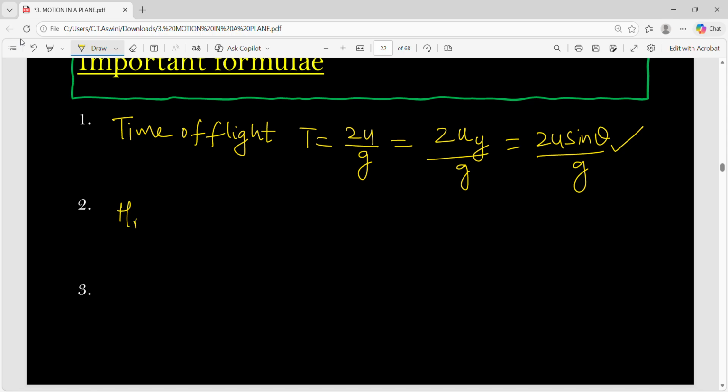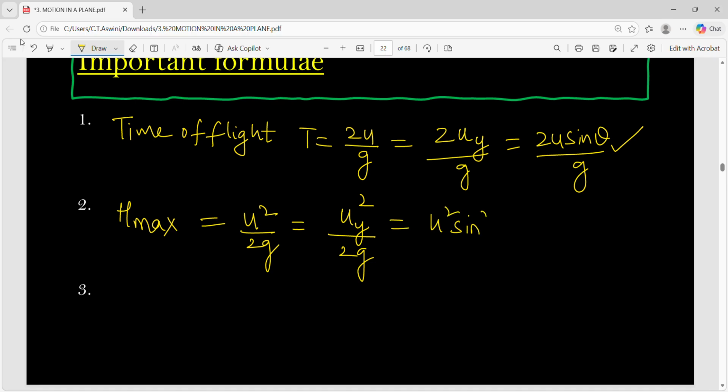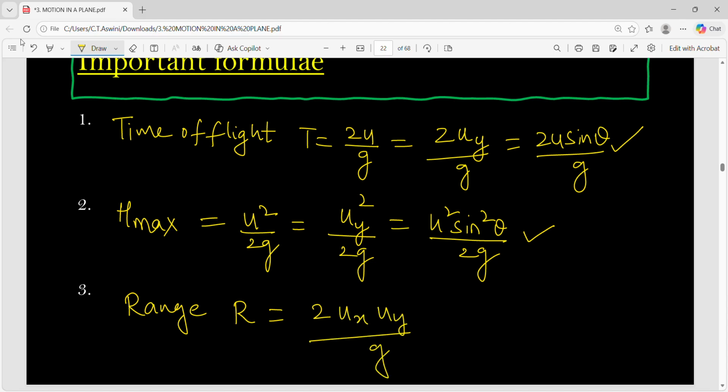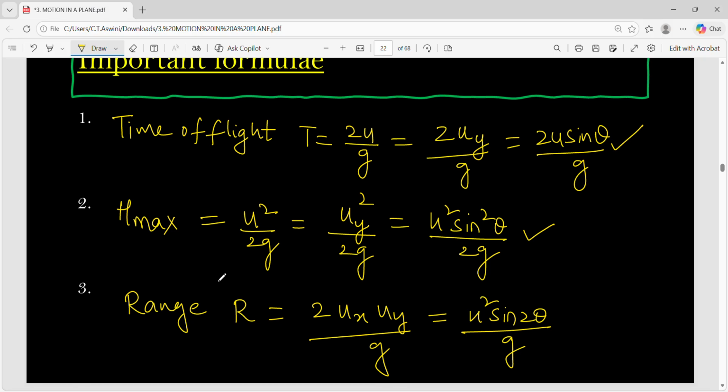Now next we'll see maximum height. Maximum height formula is what? U square by 2g. But which u we will take? We'll take y component. So it is uy square by 2g. So it is u square sine square theta by 2g. So directly remember this. Remember the same formula but take y components. Then we'll take range. What is range? It is 2 ux component, uy component by g. Or you can remember u square sine 2 theta by g. Remember them fast.